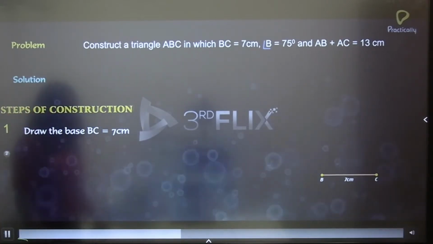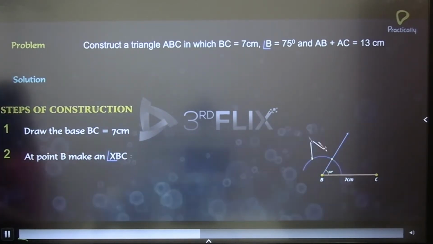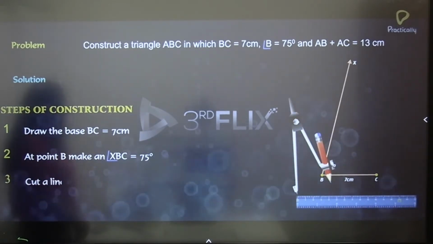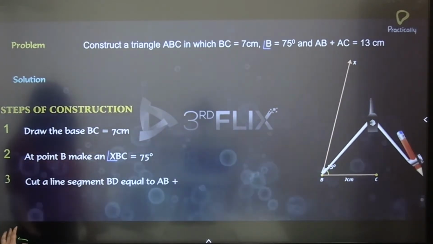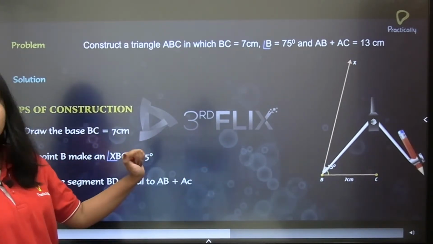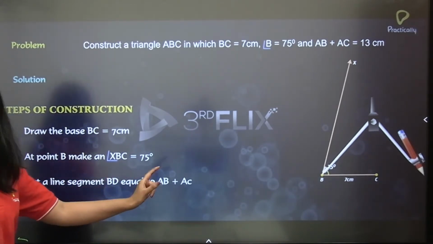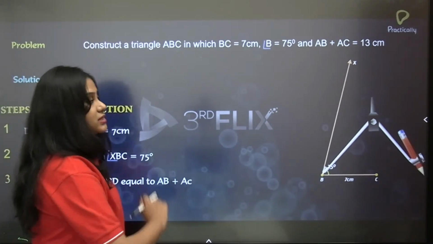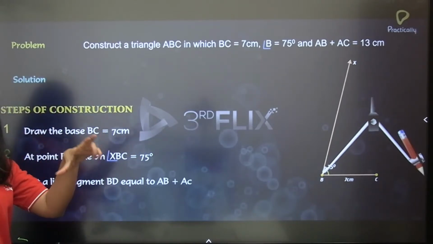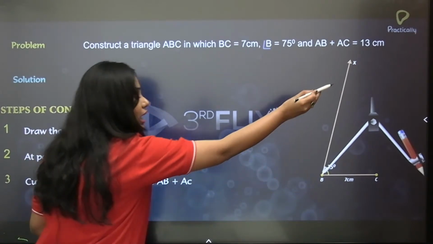Next. At point B, make an angle XBC equal to 75 degrees. So, you can use ruler and compass, or you can also use a protractor, until and unless mentioned. So, yes, you have constructed 75 degrees. Next step, cut a line segment BD equal to AB plus AC. What is AB plus AC given to us? 13 centimeters. So just take the measurement of 13 centimeters using compass, B as center, cut an arc on BX.